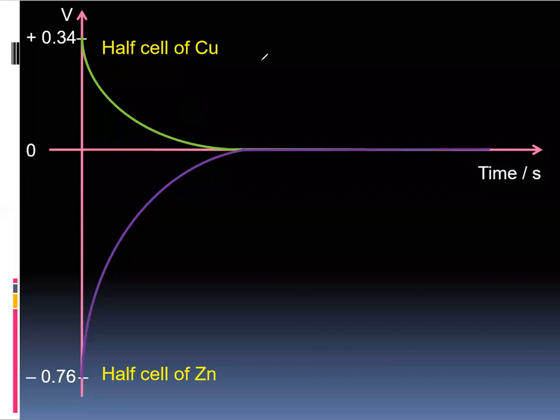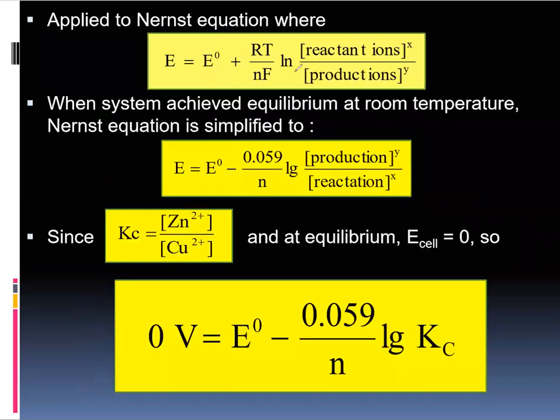Okay, so apply to the Nernst equation, where we have E equals E naught plus RT over nF, ln of the concentration of the reactant ions raised to the power of their number of moles, all over the concentration of the product ions raised to the power of their number of moles. This is our formula that we already established. When the system achieves equilibrium at room temperature, the Nernst equation is simplified to this value.